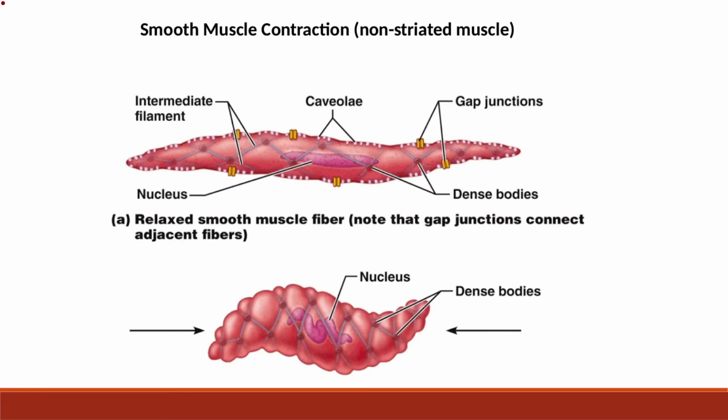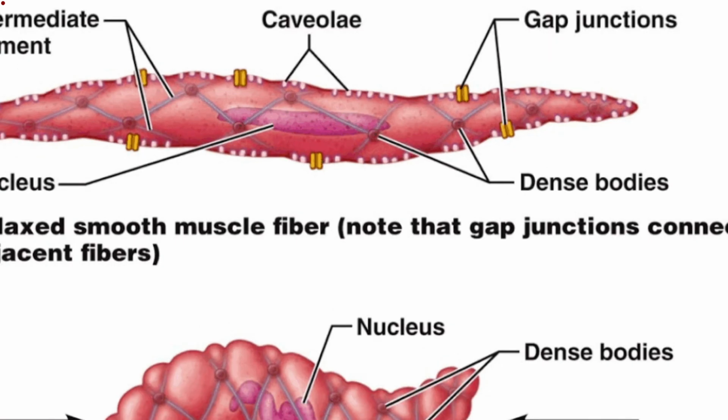Okay, smooth muscle contraction. We're just going to talk about this briefly. No actin and myosin arranged in a way that gives us striations, but we do have actin and myosin. And the actin and myosin has kind of this crisscross shape across the smooth muscle. Now I want to zoom in on this picture because there's a couple of things I want you to pay attention to for smooth muscle.